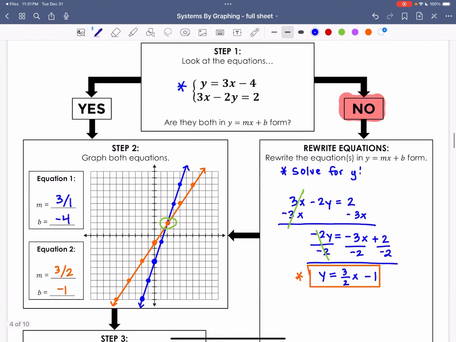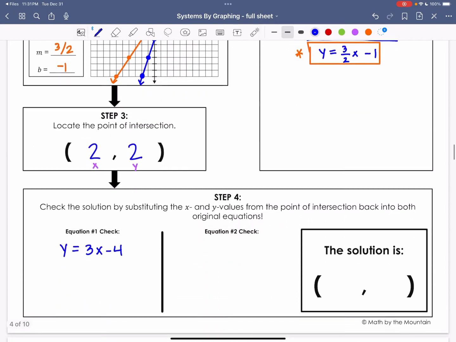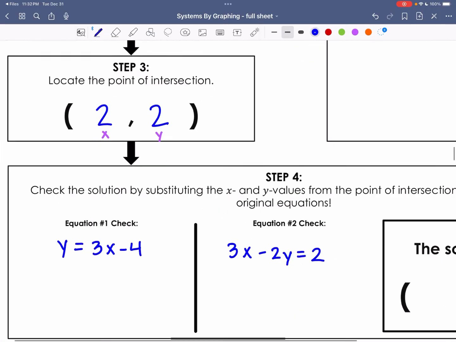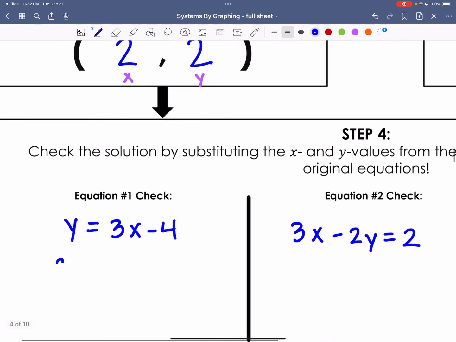So copying down those original equations, the first one is y equals 3x minus 4. And then the second equation is 3x take away 2y equals 2. All right, so now we are going to substitute, and this one's kind of cute because both x and y are 2. So we're going to substitute these values in and then make sure that each equation produces a true statement. Because again, a solution is a value, or in this case, an ordered pair of values that makes an equation true.